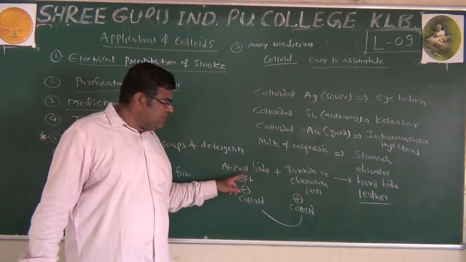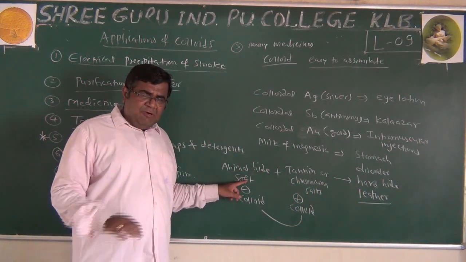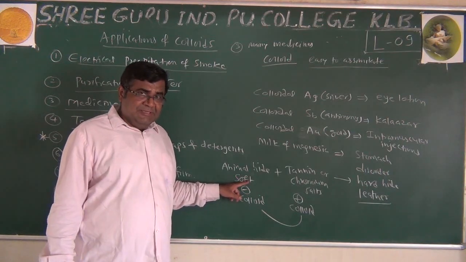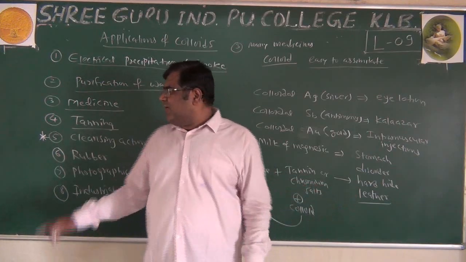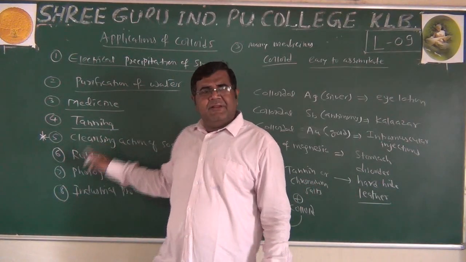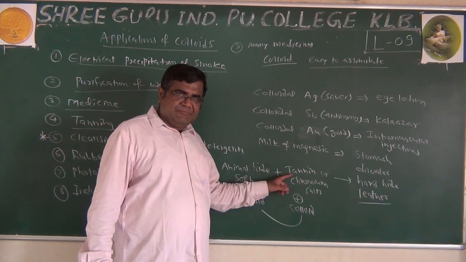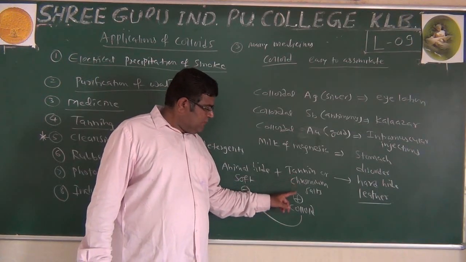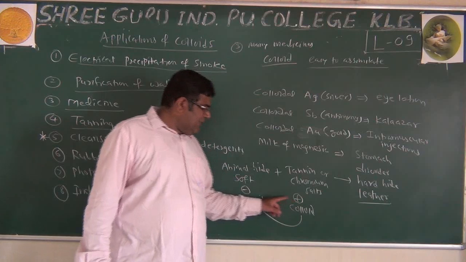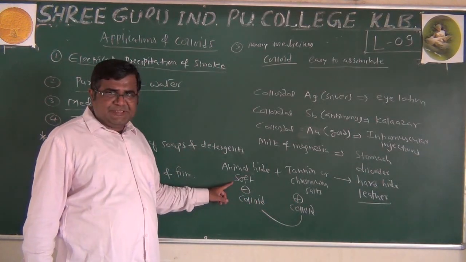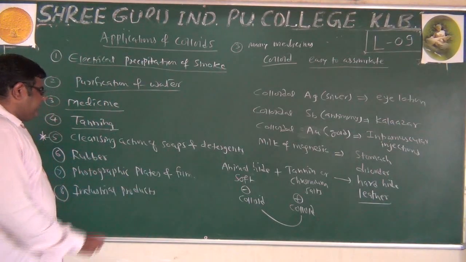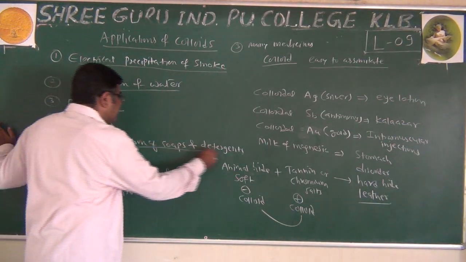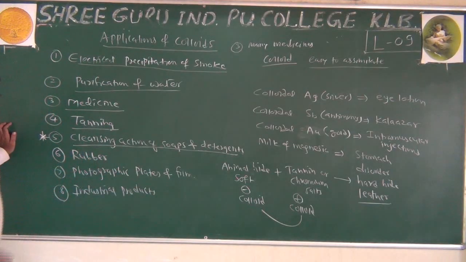In the natural form it is very soft. We may not be able to make articles of that leather, but it is made very hard by the process called tanning. The substance used is tannin or chromium salt, which is a positively charged colloid, neutralizes the negatively charged animal hide, and the tanning process is completed. Cleansing action of soaps and detergents, we have already learned in detail in associated colloids.